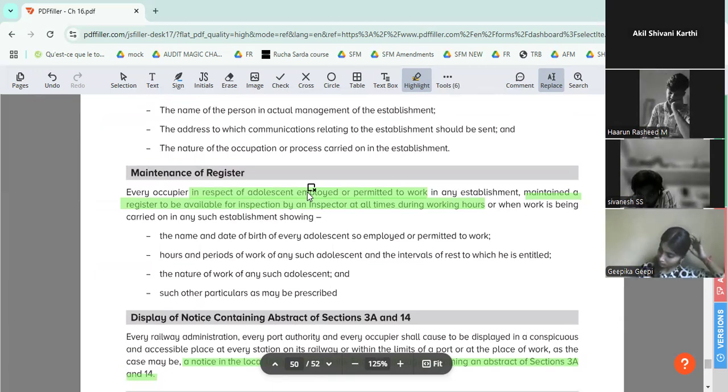இதுல என்னென்னலாம் இருக்கணும்? Name and date of birth of every adolescent employed and permitted to work, hours and periods of work such adolescent and the intervals of rest to which he is entitled to, nature of work for any such adolescent, and such other particulars as may be prescribed.